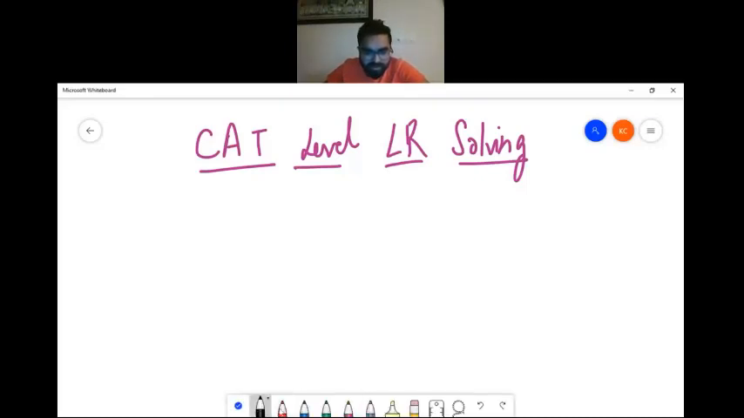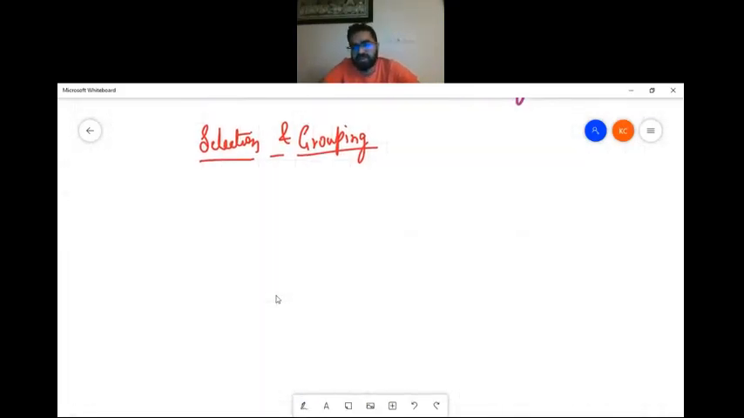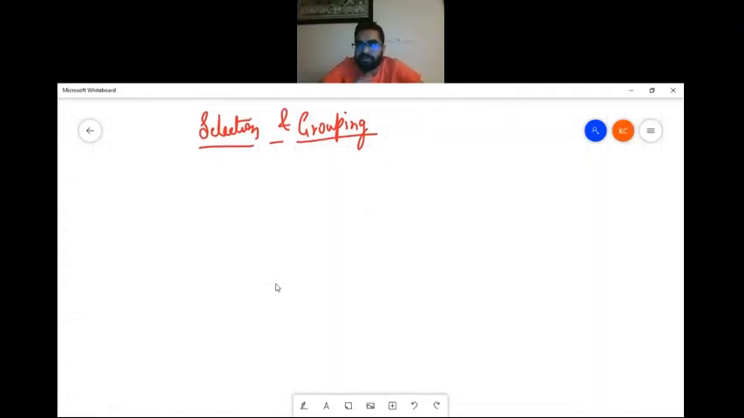So in LR, we get a question type which we call the selection and grouping type of question. In a selection and grouping question, we are given maybe one group or two groups or three groups, and we have to form some committees out of it. In some cases there can be overlap, in some cases there won't be any overlap. So we call it selection of those members and making them into groups. That is what selection and grouping is.